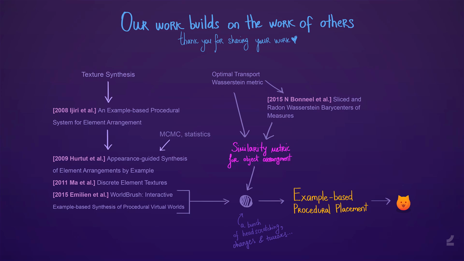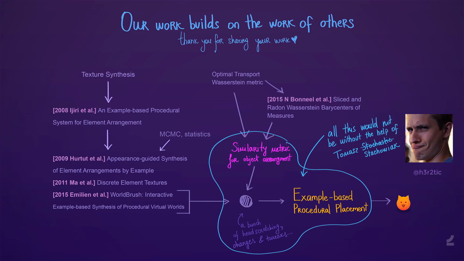That, for example, the very first example-based arrangement paper was inspired by texture synthesis and procedural content generation, and later the idea was expanded with knowledge from statistical analysis. And even our main contribution, the similarity metric for object arrangements, is again bridging ideas from another field, such as optimal transport.